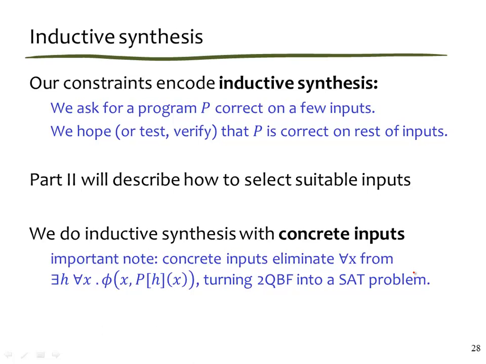A note before we go on is that we do everything on concrete inputs. The inputs on which we want the program to be correct, the one produced by the inductive synthesis, are concrete. And this is useful because we take this 2QBF problem, which means we have 2 alternating quantifiers, and we turn it into a SAT problem by eliminating the for all quantification, because instead of for all x, we just insist that the program is correct on that small number of concrete inputs.